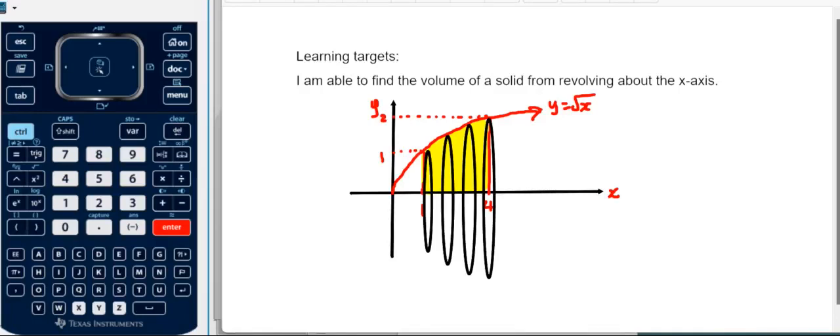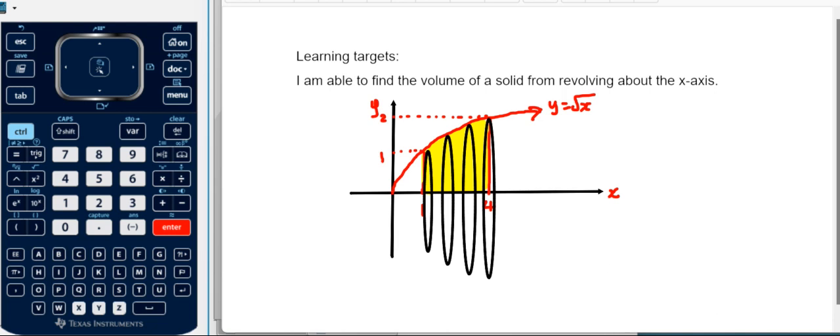My name is Ming. Today we're going to look at this learning target. That is, I'm able to find the volume of a solid from revolving about the x-axis. That is, you have a function and you make it revolve around the x-axis, and you need to find the volume that is obtained from this particular solid out of the revolution.